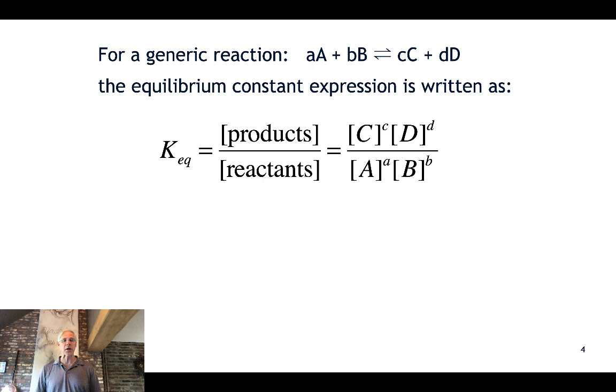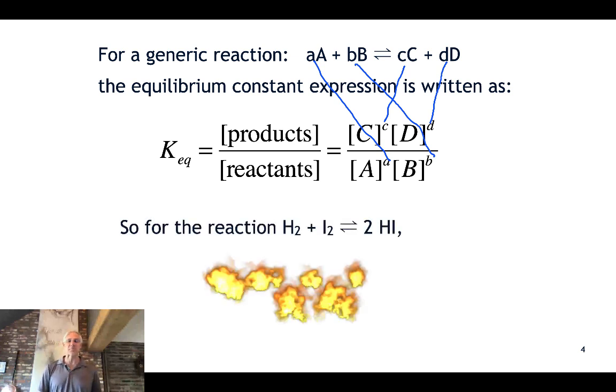So what we have here is we have our products on top, concentration of C, concentration of D, and notice that the concentration of C is raised to the little c. That comes directly from a balancing coefficient. Same with D, same with B, same with A. So in order to write an equilibrium constant expression, you first have to have a balanced reaction. If you haven't balanced a reaction, you cannot write a proper equilibrium constant expression.